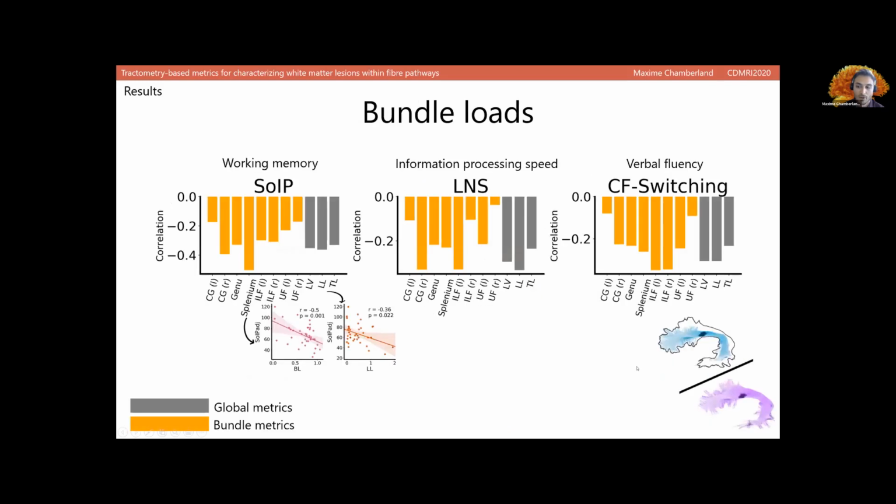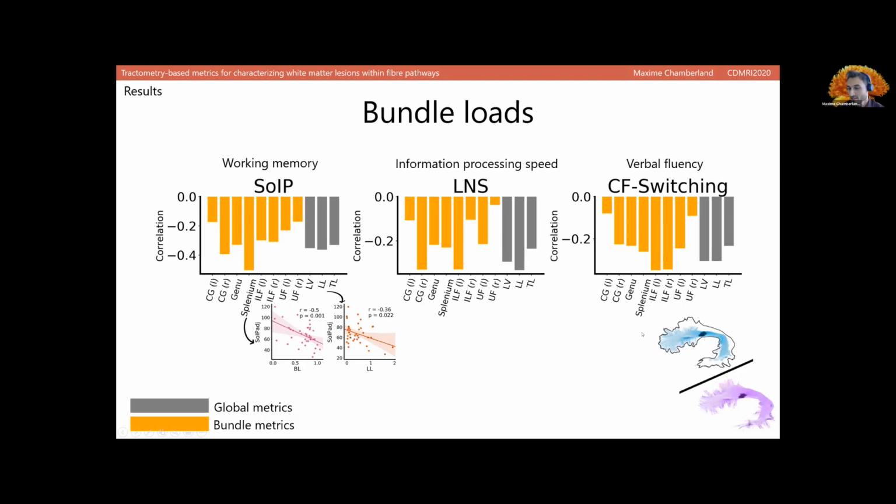Next, we look at bundle-specific results. So this is the bundle load. I have 3 tasks that were administered to the subjects. And how I arranged these graphs is I want to compare basically the local bundle load, so these are all the tracts, and the global metrics, which is lesion volume, lesion load, and tractogram load. How do they correlate with the task?